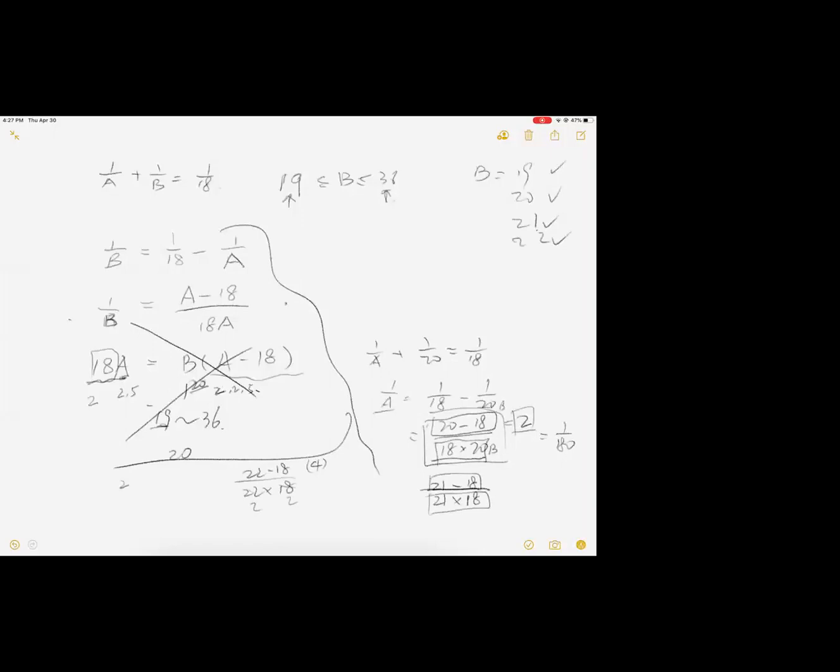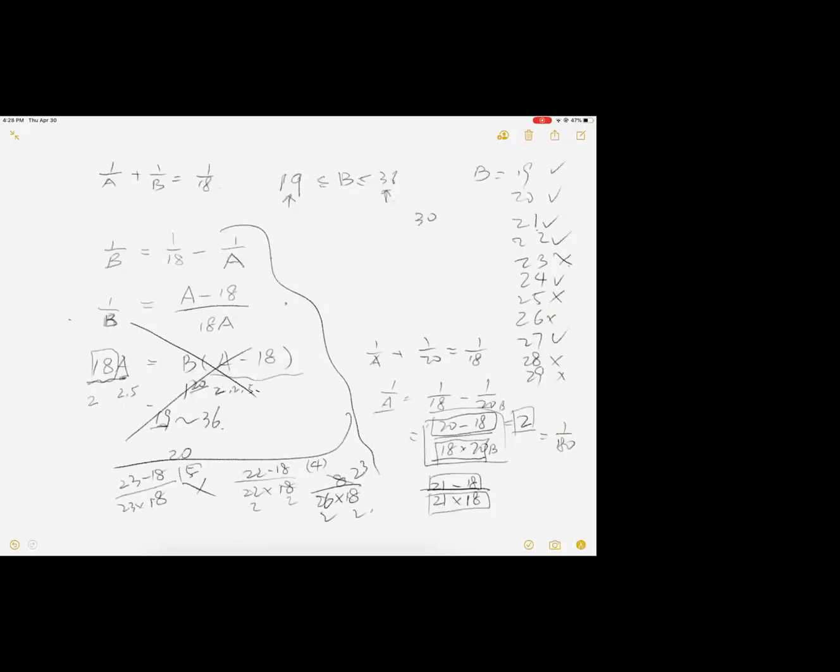23 won't work. 23 minus 18 is 5. 23 times 18 doesn't work. So 5, this won't work. Okay, keep going. 24 minus 18 is 6, so that will work. 25 minus 18 is 7, a prime number, it doesn't work. 26 minus 18 is 8. Okay, 8 divided by 26 times 18. There's not enough 2s. There's 2 to the third power. There's 1, 2. There's 1, 2. Doesn't work. 27 minus 18 is 9. That will work. 28 minus 18 is 10. Doesn't work. 29 minus 18 is 11. Doesn't work. Keep going.